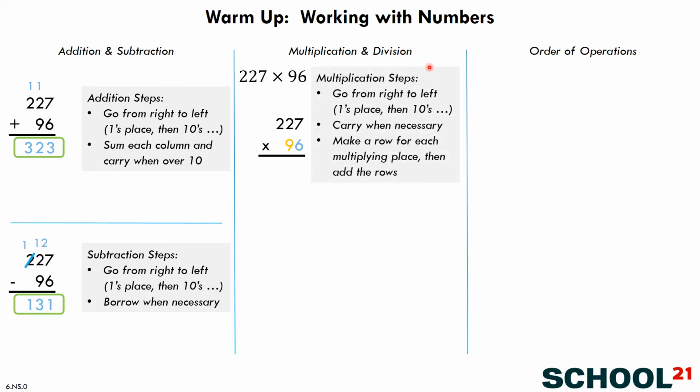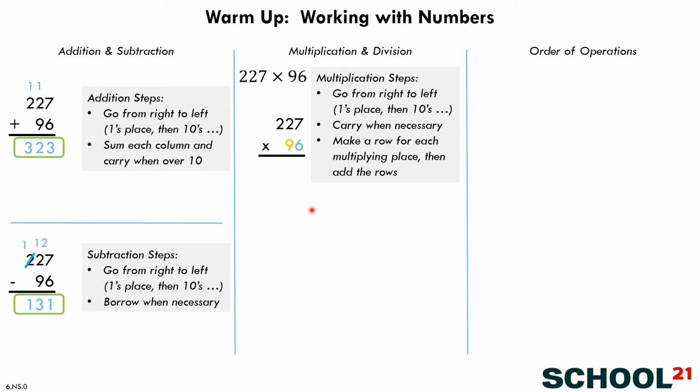And then let's go through and remind ourselves. So this we're also going to go from right to left, and we're going to carry when necessary. And we're going to make a row here for each one of the multiplying digits down here. So there'll be a row for the 6 and a row for the 9. Okay? So does this sound familiar? Do you kind of remember this?